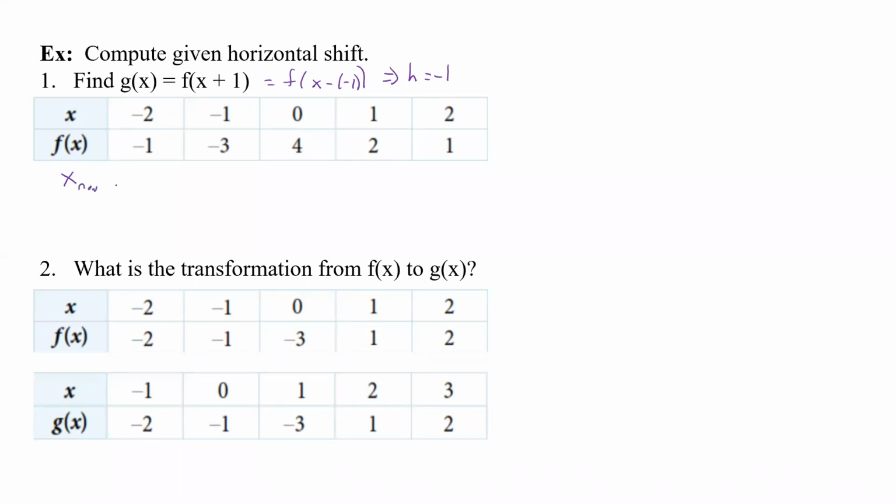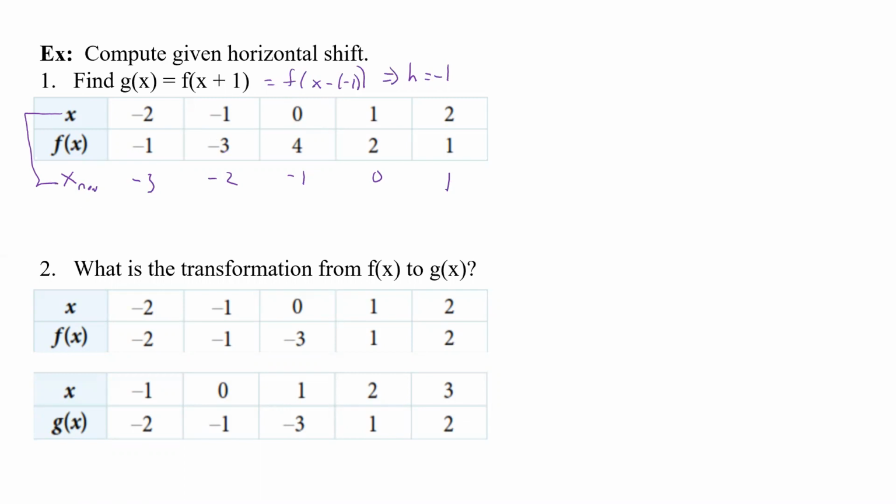So the new x, we're going to take and subtract 1 from here. So minus 2 minus 1 is minus 3. Minus 1 minus 1 is minus 2. 0 minus 1 is minus 1. 1 minus 1 is 0. And 2 minus 1 is 1. And so that's how we're going to look at the horizontal shifts. We're changing our inputs, our x values. Okay.